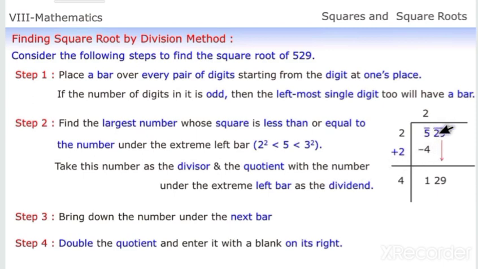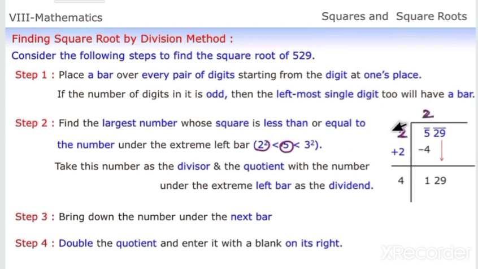After putting the bars, what do we do? You have to find the largest number whose square is less than or equal to the number under the extreme left bar. Here, 5 is under the extreme left bar. 5 lies between 2 squared and 3 squared, and we choose the smaller number, that is 2. We put the 2 in the divisor place as well as in the quotient place.